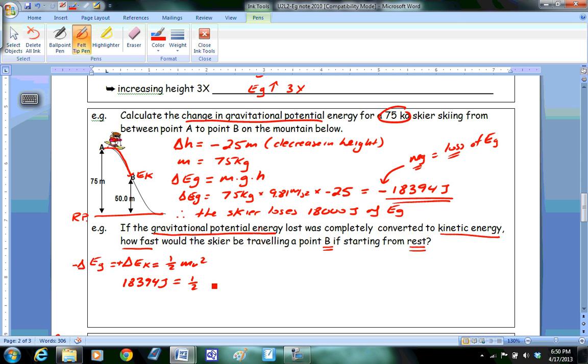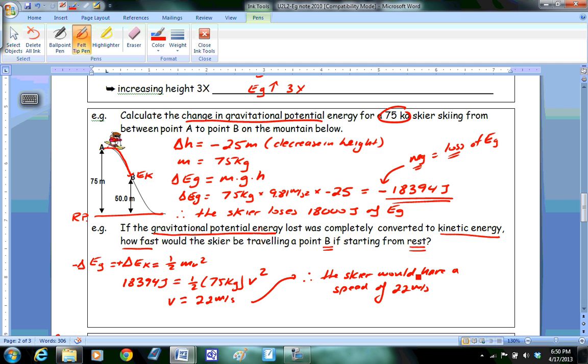My mass here is the same as before, 75 kilograms if you recall. And I'm going to be solving for speed, very similar to what I did before. Now, when I plug my numbers in, we're going to end up with a value of 22 meters per second. So, little therefore statement: therefore, the skier would have a speed of 22 meters per second, 2 significant digits, at point B.